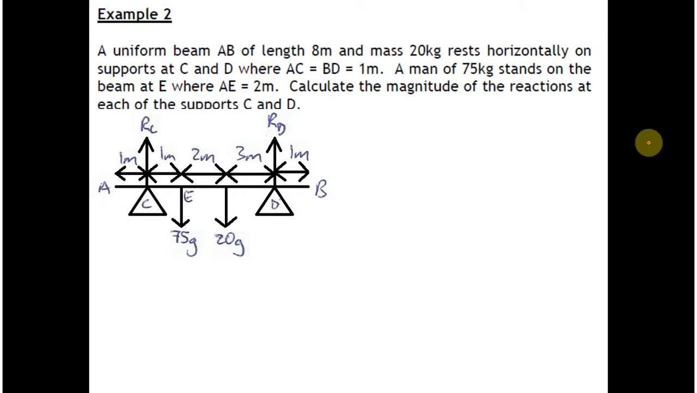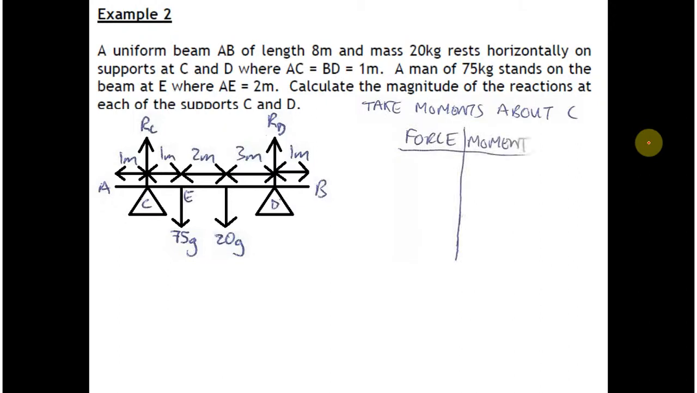Now in this case we're being asked to calculate the magnitude of the reactions at each of the supports C and D. So we're interested in RC and RD. Now we'll only be able to get both of these once we've got one of them. If we take moments about C, we then make RC a 0 moment and we'll be able to find RD. Similarly, we could have taken moments about D and found RC first. It really doesn't matter as long as you get all the different components correct.